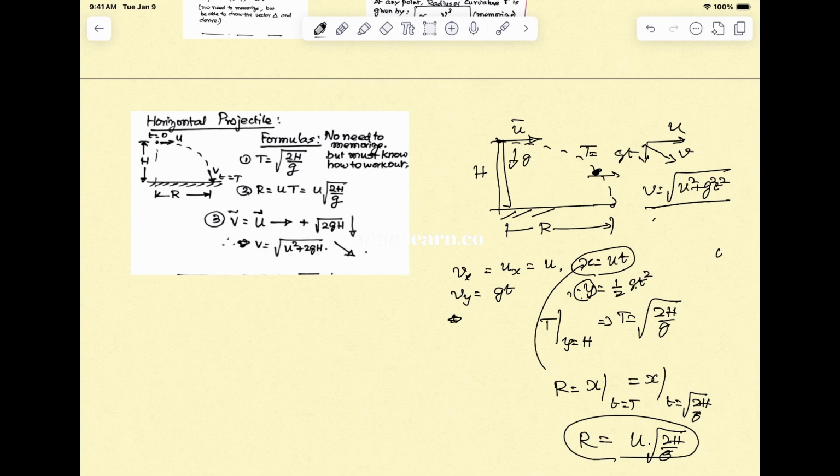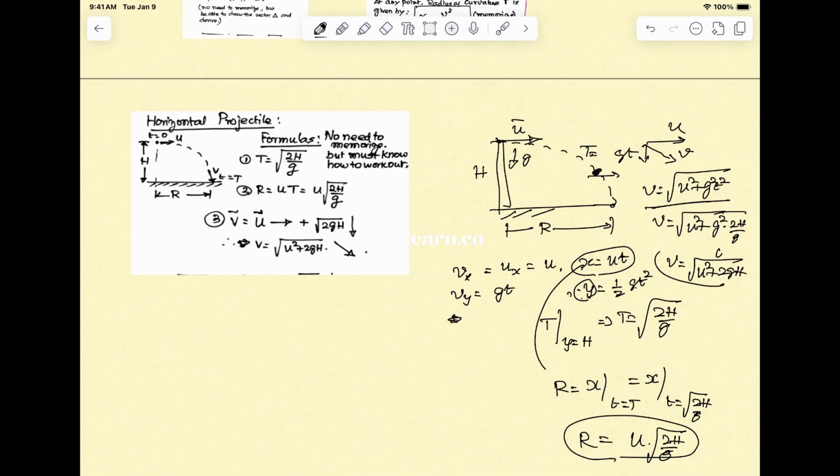Then what is the velocity when it reaches the ground? When it reaches the ground, v equals root of u squared plus g squared into t squared. What is t squared? It is equal to 2h by g. Therefore the velocity when it reaches the ground is root of u squared plus 2gh.